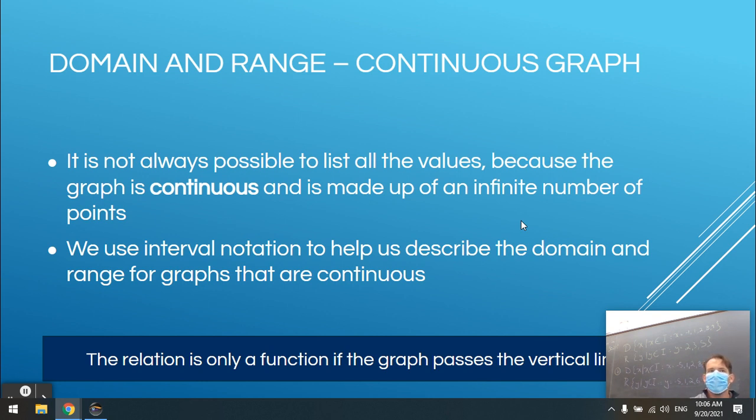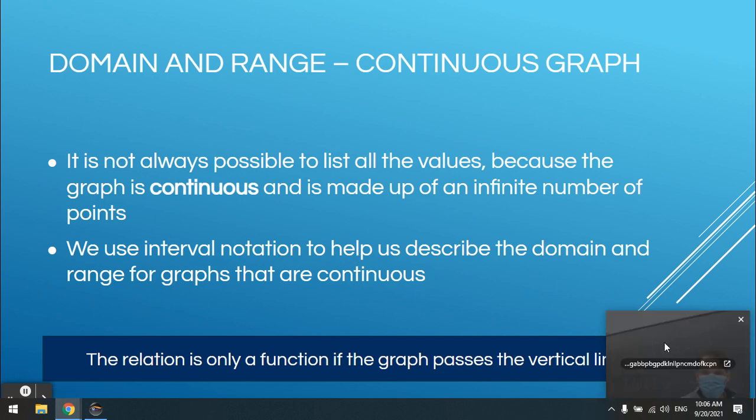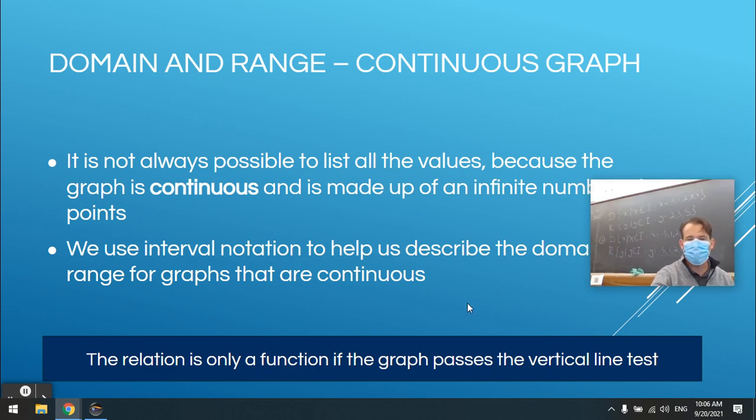But the line, we could use the line to predict what your mark would be if you studied 2.5 hours, 3.25 hours. There are an infinite number of data points that line can predict. 1.1113 hours is still on that line. So we need another way to write continuous things, and we use interval notation to help us describe the domain and range for graphs that are continuous. And to be honest, this is what we're going to be spending more of our time on, is interval notation. And remember, it's got to pass the vertical line test to be a function.